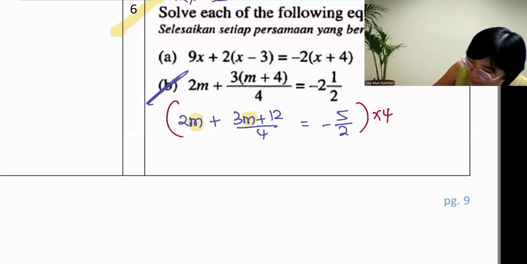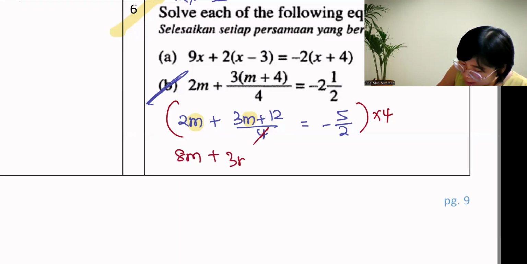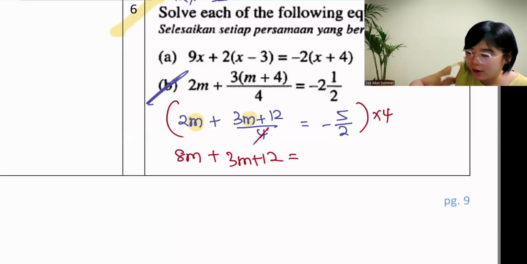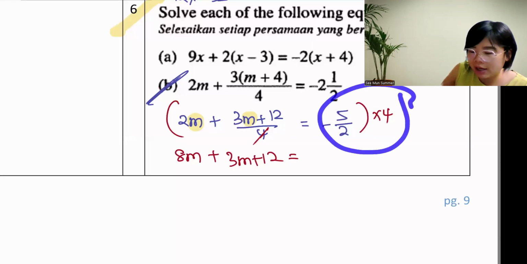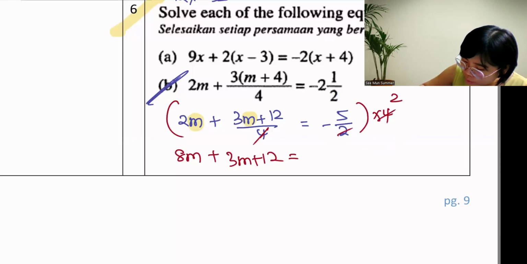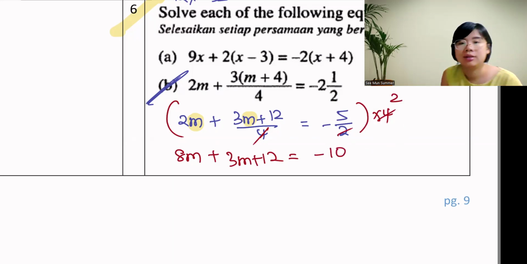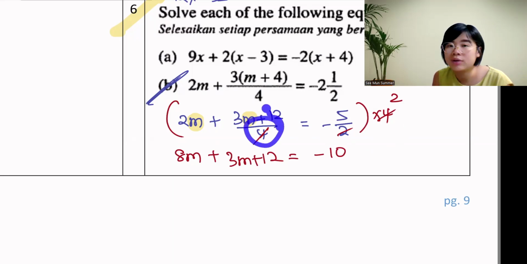Okay, so now everyone times 4, try. 4 times 2 will be 8m. And then 4 and 4 are no more, right? So it will become 3m plus 12. How about this? If you're not sure, use calculator. Press calculator. So actually it's 2 divided by 2 and then it will be 10. So you got this. So see, now I get rid of the fraction. So whenever you move something, you have to get rid of the fraction first. This is the easiest way for you to do, okay?